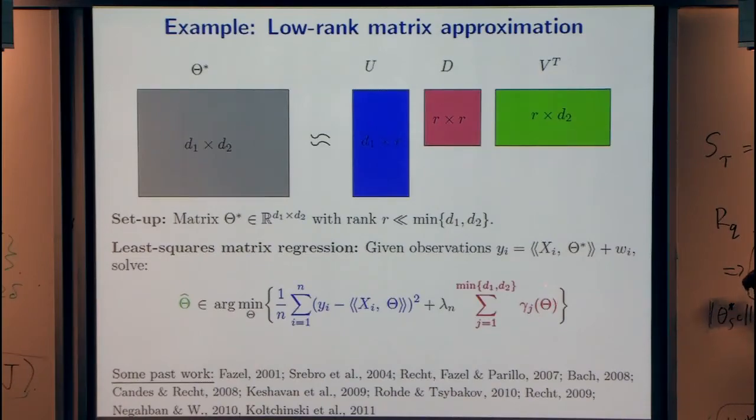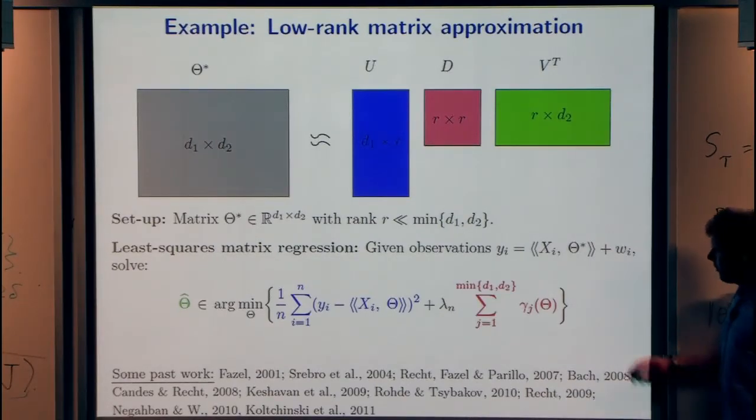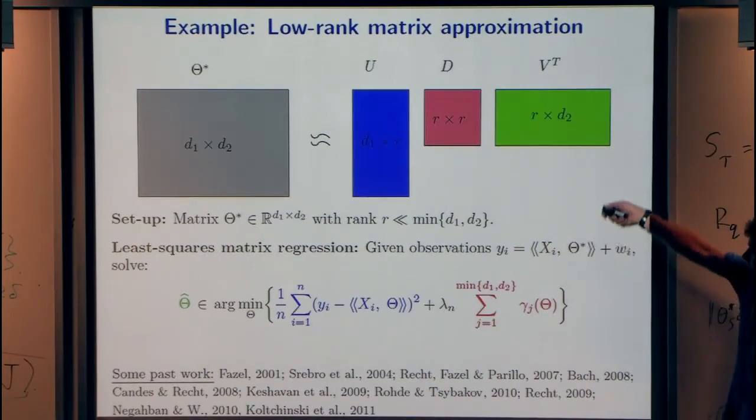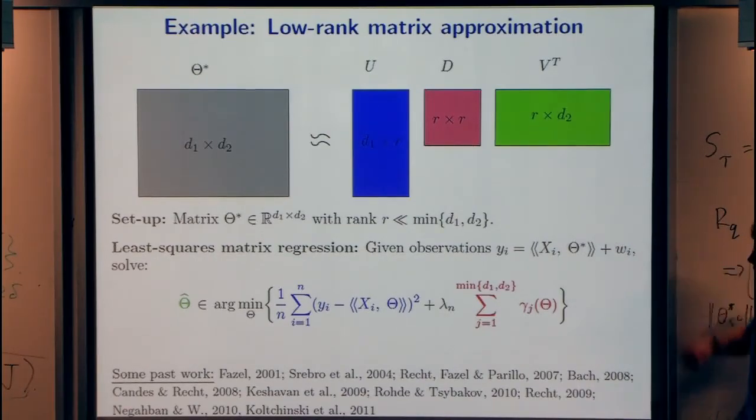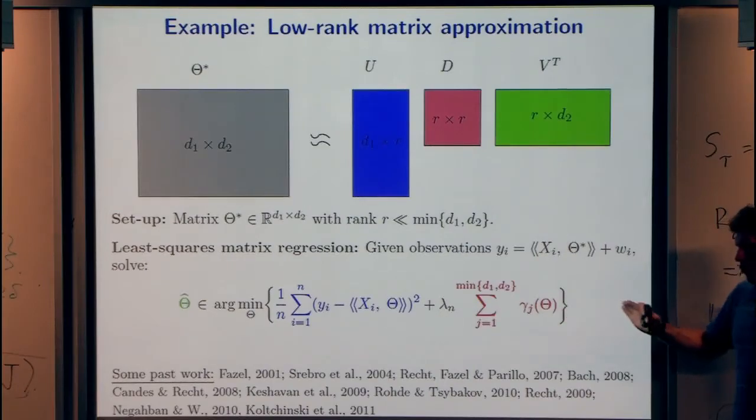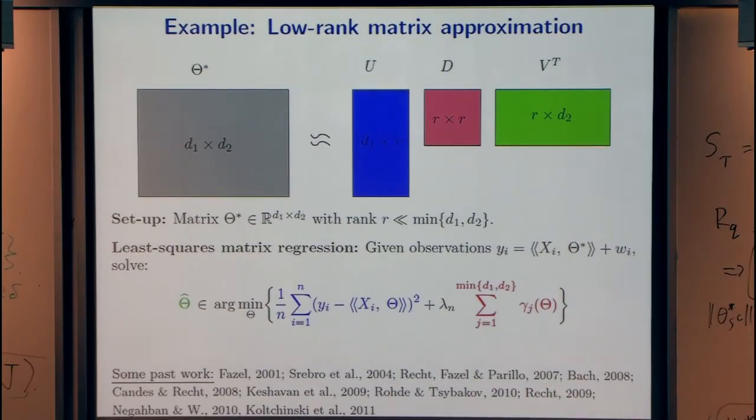What is this object? Did Ben talk at all about this? I don't think he did. About nuclear norm? I don't think so. So what is nuclear norm? Nuclear norm, these are just the singular values of the matrix. These are the things that are sitting on this diagonal. This is just the L1 norm of the singular values. So it has this fancy name. It's also sometimes called the trace norm.